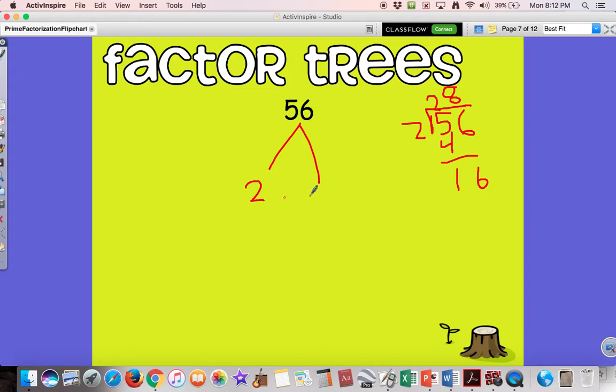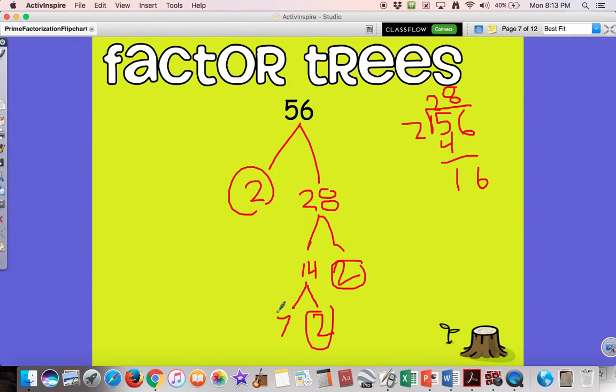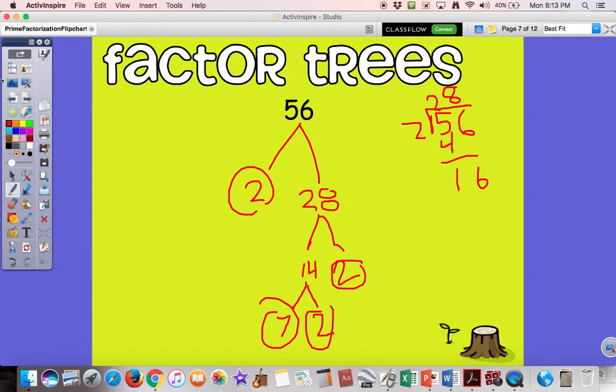So 2 times 28 is 56. All right, we know that 2 is prime. Let's break this one down. Okay, 28. So 14 times 2. And then I can break 14 down: 7 times 2. All right, there's my primes. 2 times 2 times 2 times 7 is 56.